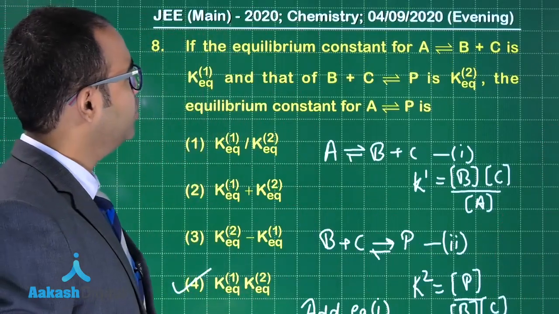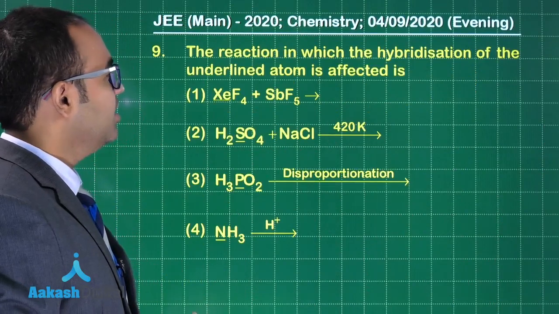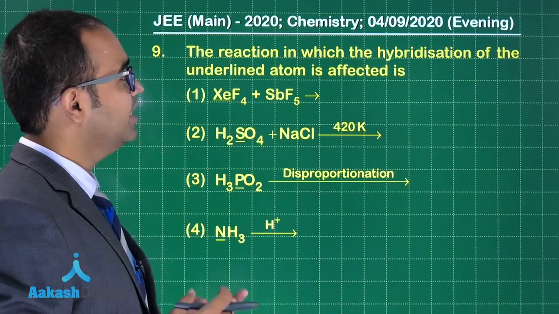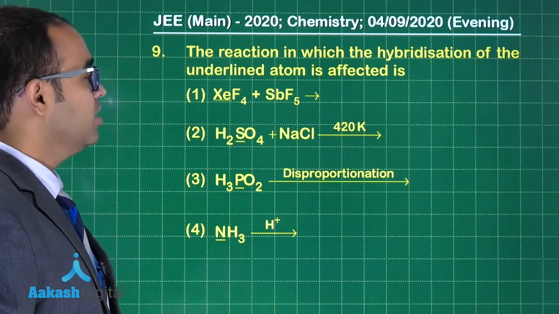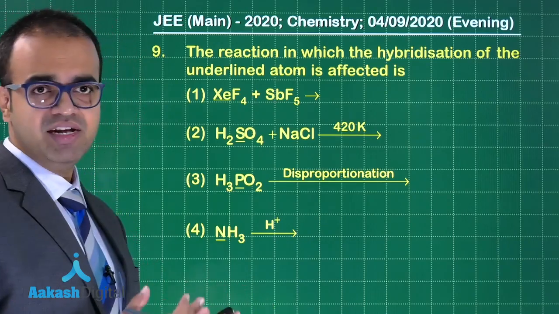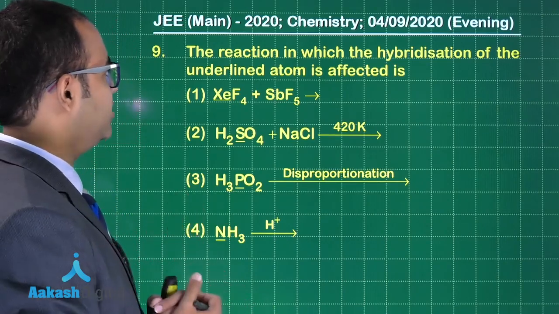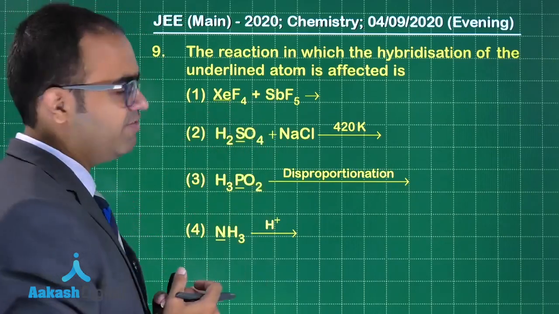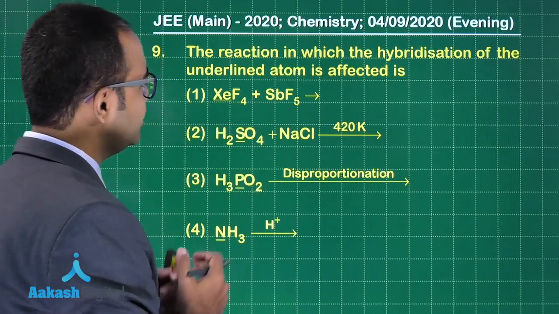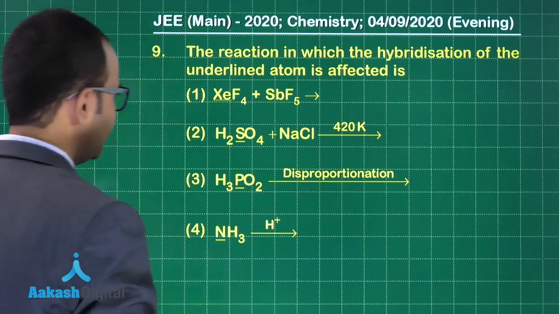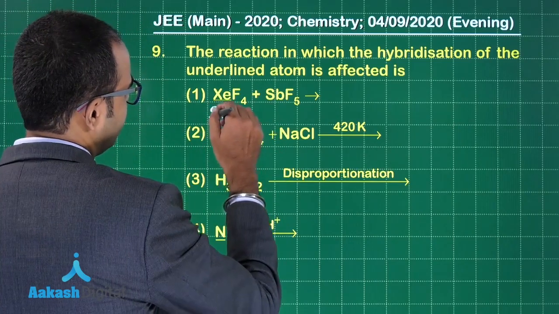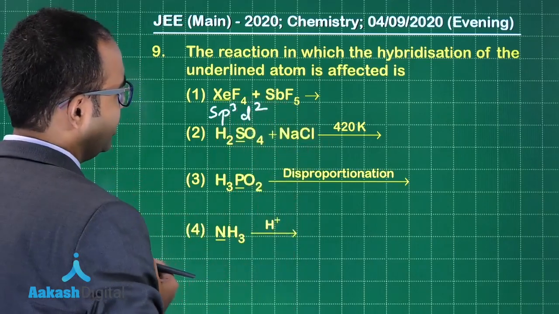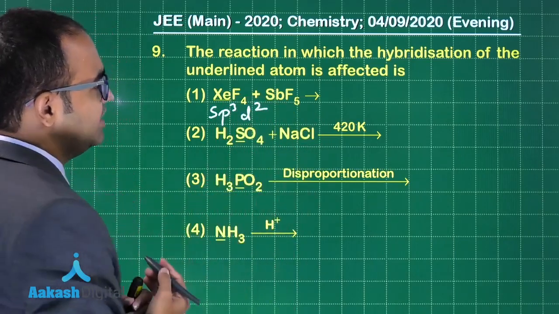Okay. So question number 9. The reaction in which the hybridization of the underlined atom is affected. Okay. So let us check the hybridizations first of the options which are given. First one is XeF4 reacting with SbF5. So what is the hybridization of Xe over here? The hybridization of Xe over here is sp3d2.